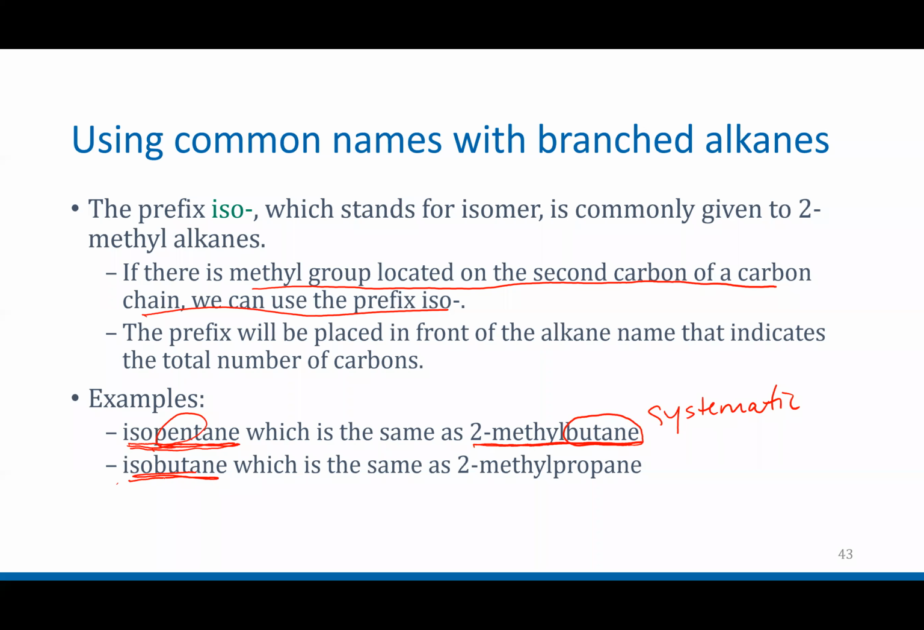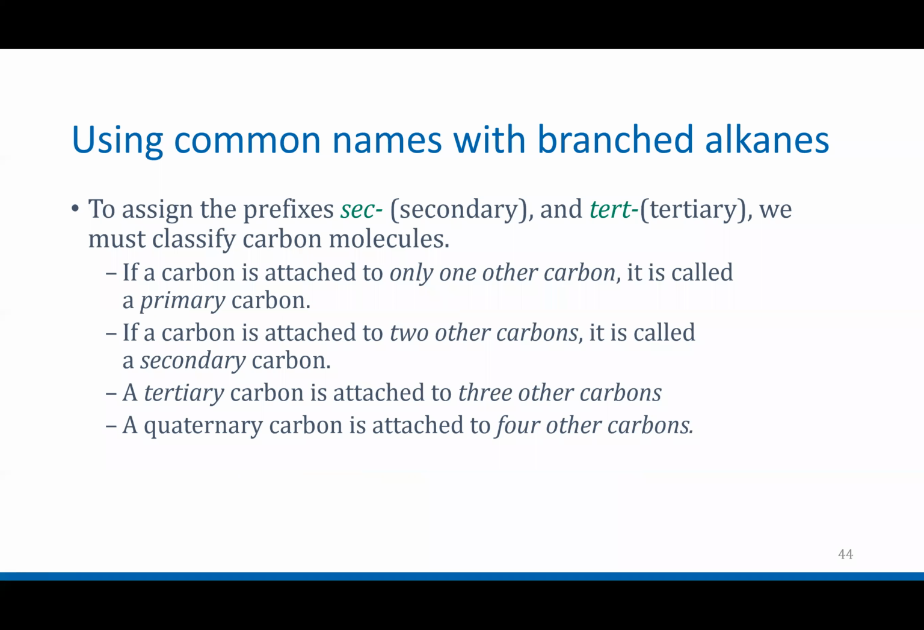Isobutane, we would have 4 carbons. Here we have 5, here we have 4. That means on the second carbon you have a methyl group and it's propane. So these are just isomers. The word iso means it's an isomer of butane. The isomer is 2-methylpropane. Again, this is a little bit weird. I will show you pictures in a minute.